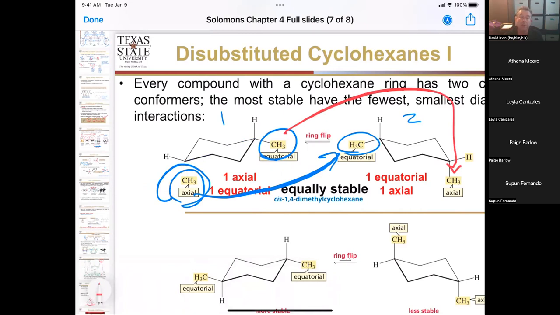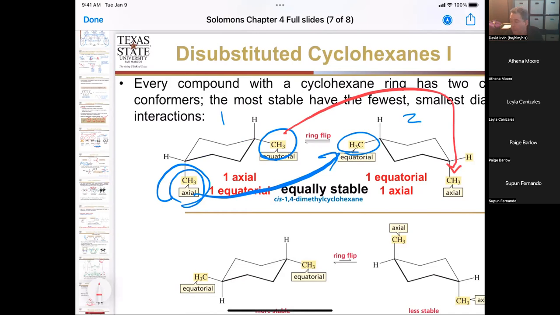Okay, so what does that mean? Well, in our cis isomer, one is equatorial and one is axial, and when we flip to chair 2, one's axial and one's equatorial. So that means they're the same energy going back and forth and back and forth, because one is always going to be axial and the other equatorial, depending on which chair we're in.